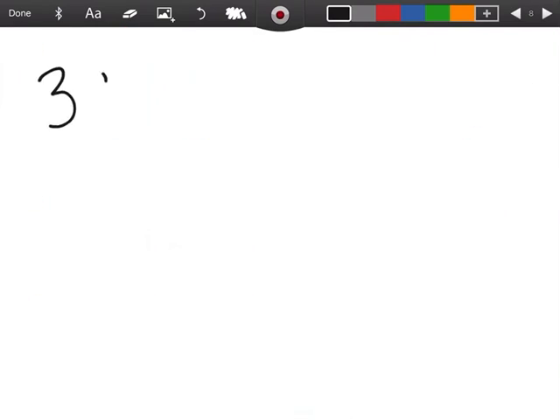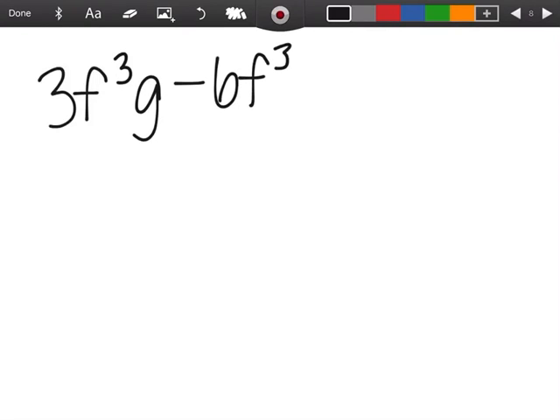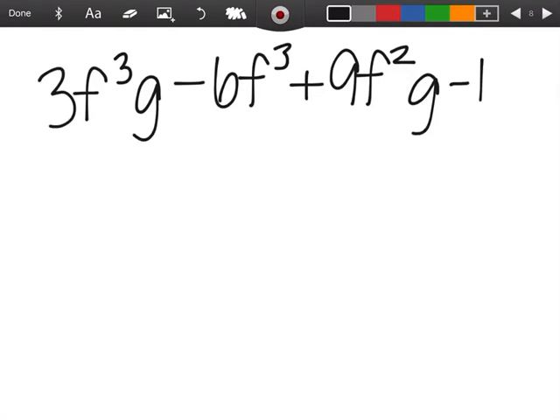And then the last one that we're going to do in this video is 3f to the third g minus 6f to the third plus 9f squared g minus 18f squared. Whoa. This looks overwhelming. Here's how I'm going to start this problem.